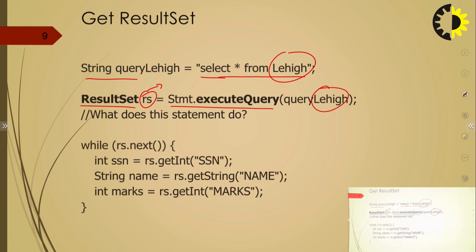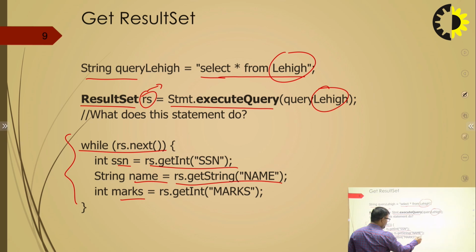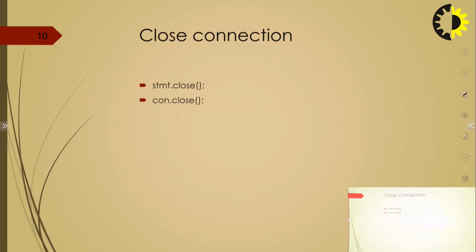Next, how will it be run? We use a loop with int SSN, string name, and marks, using rs.getInt for SSN, rs.getString for name, and rs.getInt for marks. Then we will close the connection. Here we will close two things: first the statement close, and second the connection close.